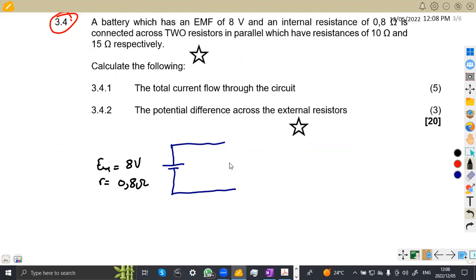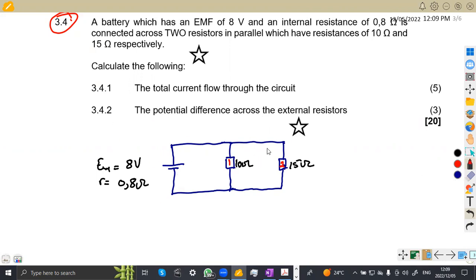There are two resistors which are in parallel. Okay, so we've got two resistors in parallel. That's the first resistor and the second one in parallel. So you just name them R1 and R2. Okay, so the first one is 10 ohms and the second one is 15 ohms. So we've got 10 ohms here, we've got 15 ohms. So this is just a sketch of the circuit diagram.